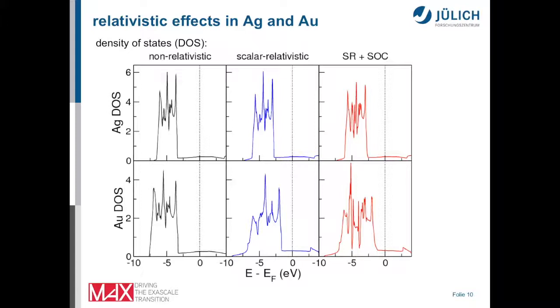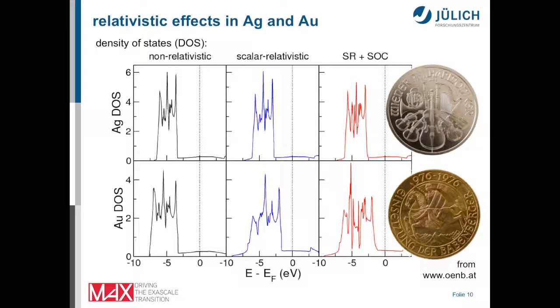And if you compare that to the scalar relativistic result, then you see in the scalar relativistic approximation, the gold d-band starts here at 2, whereas it starts at 3 in silver. And this is actually what makes the difference in color between silver and gold. And this you get out automatically from your calculation. If you then switch on spin-orbit coupling, then you get additional fine structure in the density of states here, more in gold than in silver. But for the color, this is not so important here.